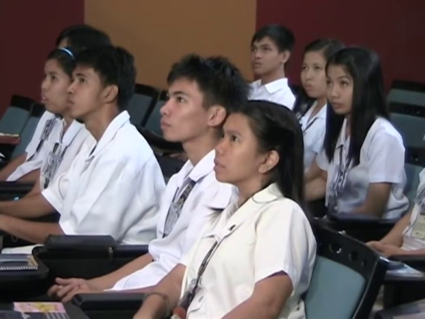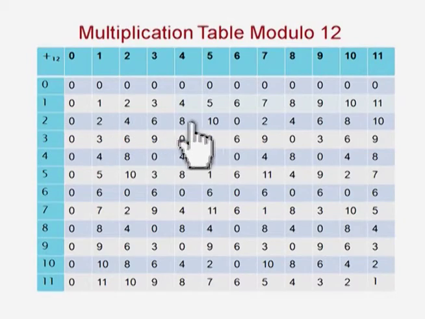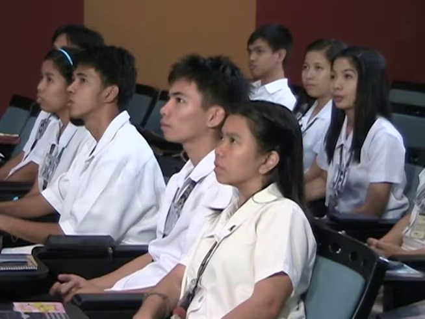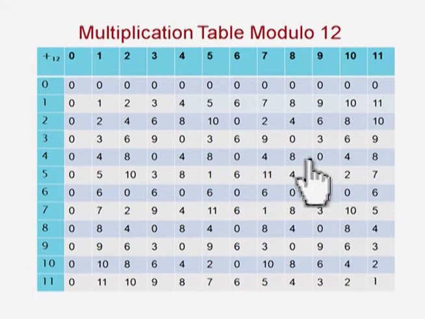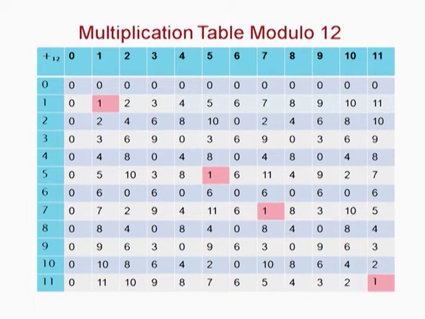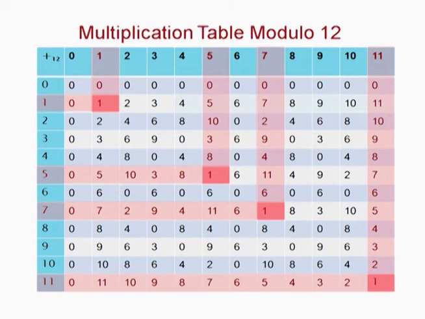How about 2? Does 2 have an inverse? Will you get a 1 in this row? No. How about 3? Does 3 have an inverse? Will you get a 1 in this row? No. 4? No. Actually, the only elements that have an inverse are these 4. Okay. 1, 5, 7, and 11.